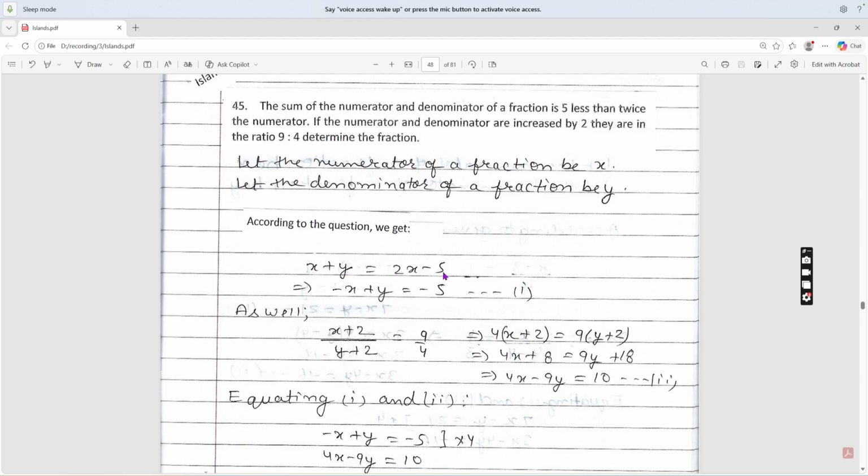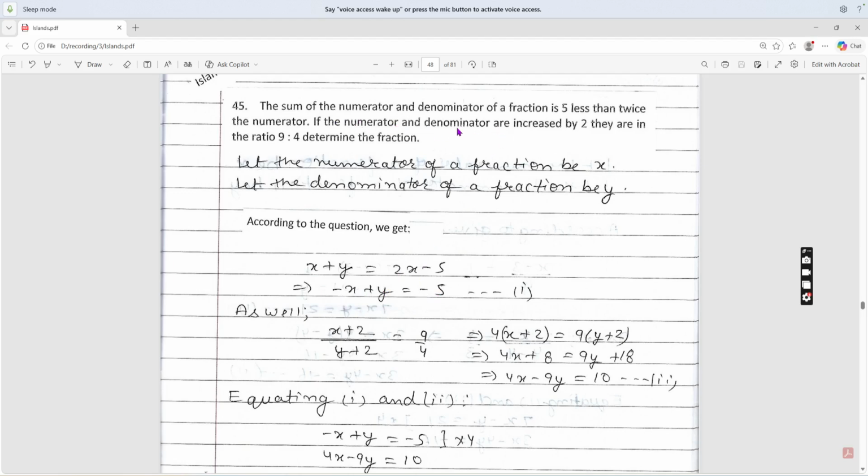x plus y is equal to 2x minus 5. Why? Because it is clearly mentioned that the sum of the numerator and denominator. Numerator is x, denominator is y. So what is their sum? x plus y is equal to 5 less, that is minus 5, than twice the numerator. Numerator is x, so we multiply it by 2 to get twice of x. This is the first equation. Now just shuffle it. x minus 2x plus y is equal to minus 5. x minus 2x is equal to minus x, plus y is equal to minus 5. Done. Now the next condition is given.